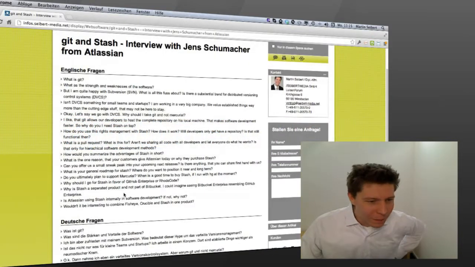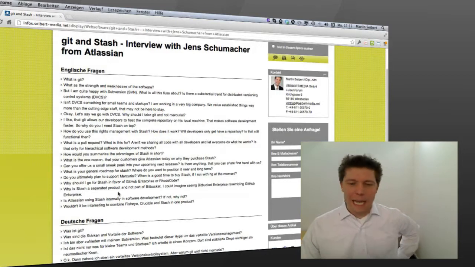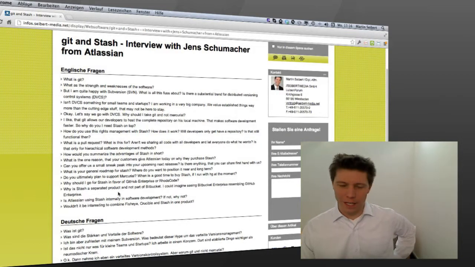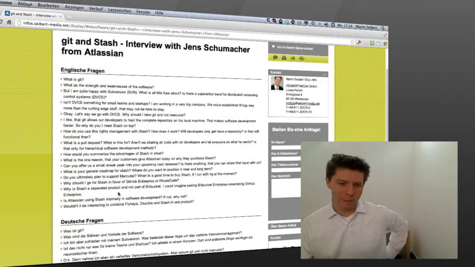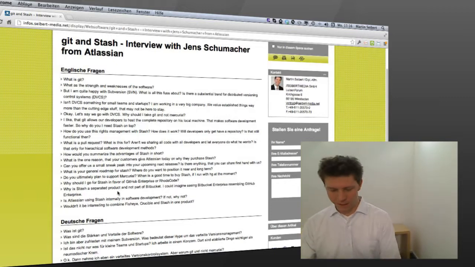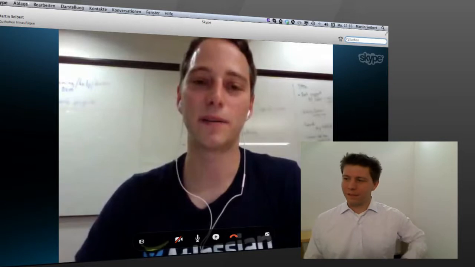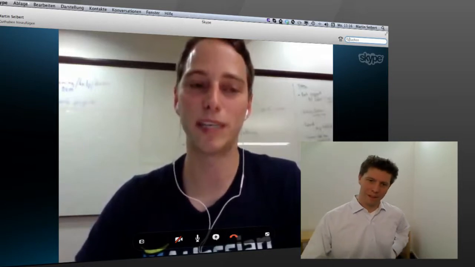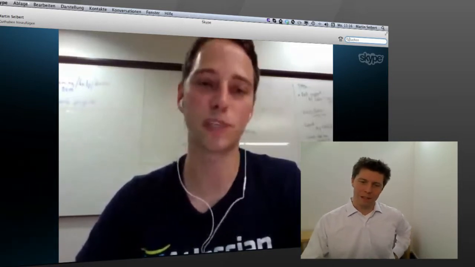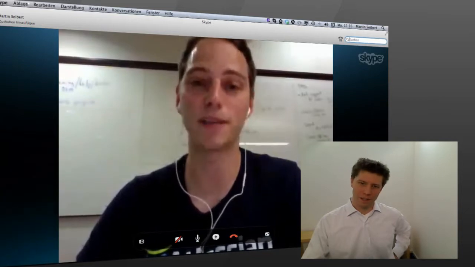Okay, so let me look at my questions again. Is Atlassian using Stash throughout the whole company, or are there people not using Stash, and why? No, the whole company is not using it yet. There's still a bunch of teams on Mercurial as well, actually.